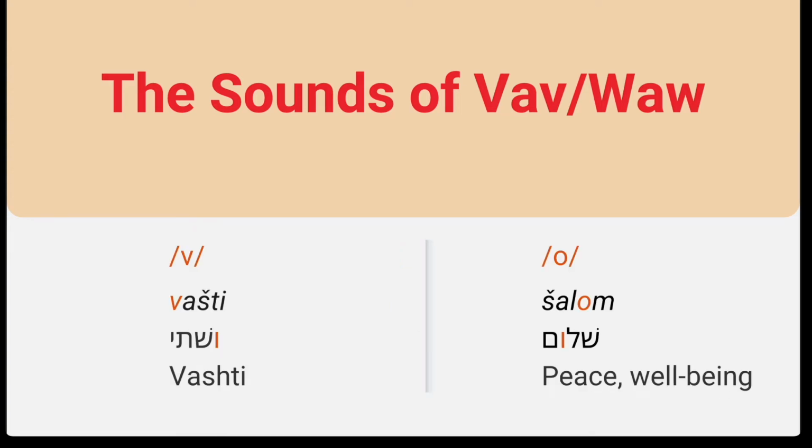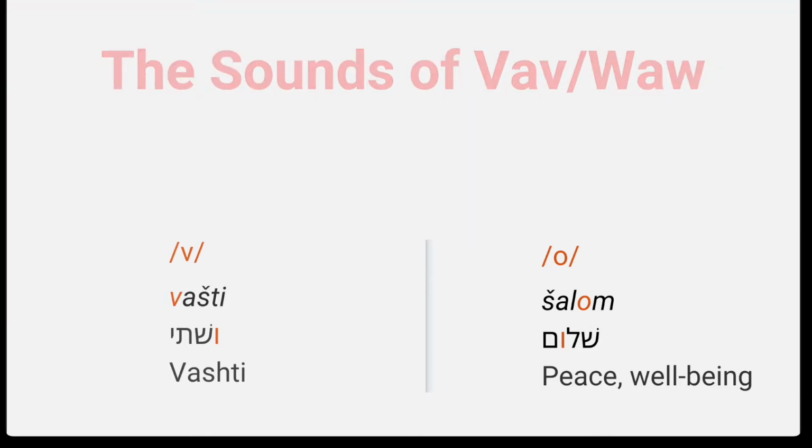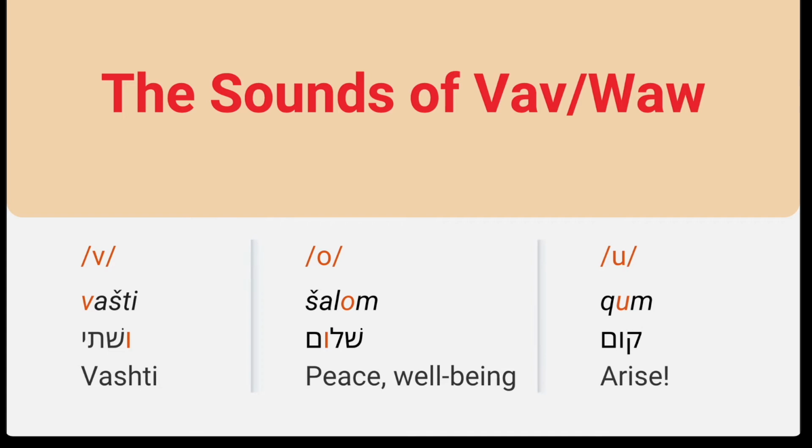But like He, Vav can also be a vowel letter, and it can be used for an O sound, like in the word for peace or well-being, shalom. And other times it can make an U sound, like in the word kum, which means arise. Later in the course, I'll teach you to determine when it's a V, an O, or a U vowel. But for now, just understand that these are three distinct possibilities.